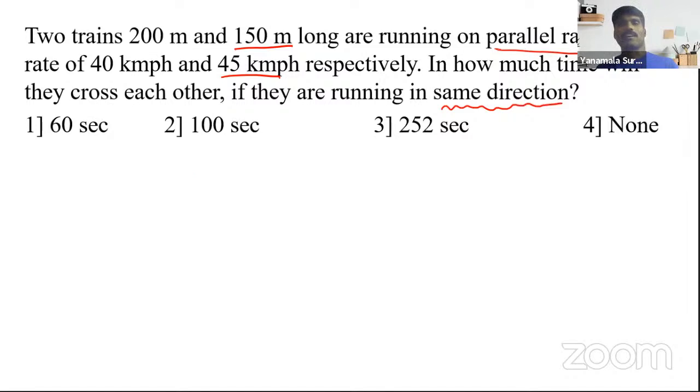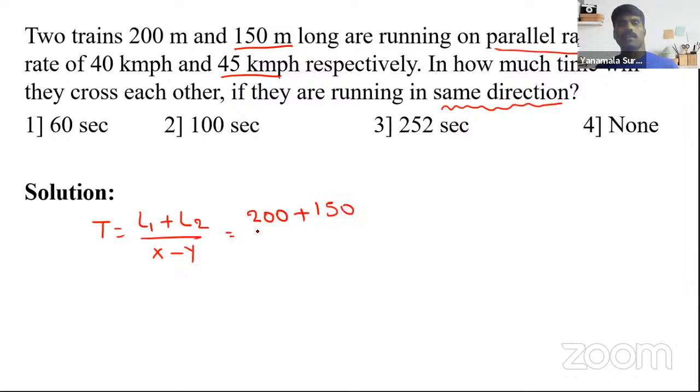Now we already know that this comes under case number 4, that is nothing but t equal to L1 plus L2 divided by x minus y, isn't it? Now what is the length of train 1? 200 meters. What is the length of train 2? 150 meters, divided by what is the speed of train 1? 40. What is the speed of train 2? 45. Sir, if I substitute 40 and 45 in the expression below, I will get a negative value, sir. Speed is always positive, no, sir. If that is the case, make sure to take the maximum value minus the minimum value. Otherwise, simply take the modulus. Done.